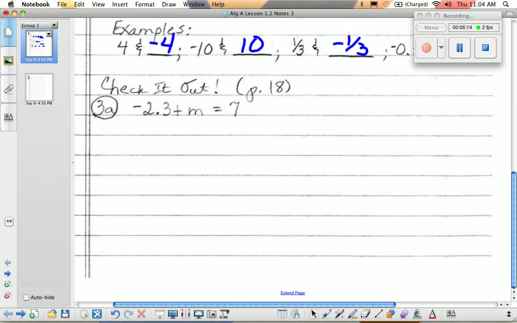So here's what I think we should do. Whenever the variable isn't first, because there's addition here, can you add in any order you want? Yes. Is 3 plus 4 the same as 4 plus 3? Yes. So can I change this to read like this?